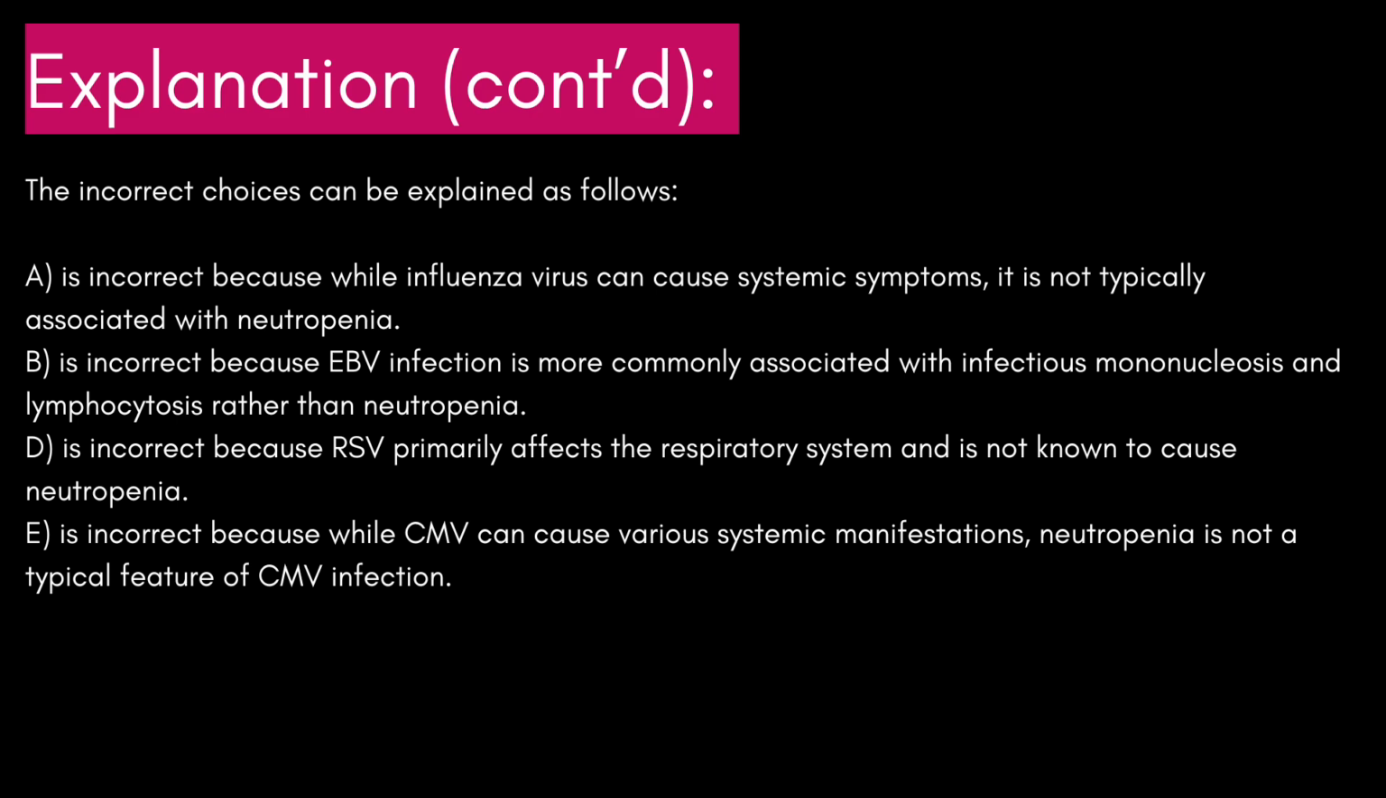D is incorrect because RSV primarily affects the respiratory system and is not known to cause neutropenia. E is incorrect because while CMV can cause various systemic manifestations, neutropenia is not a typical feature of CMV infection. All right, now that we have covered this question, let's move on to look at the next question.